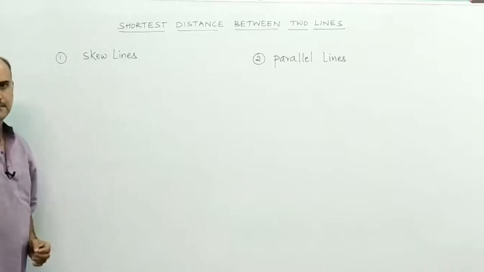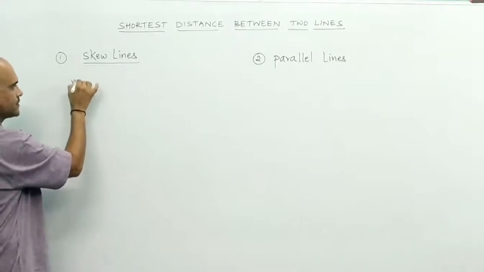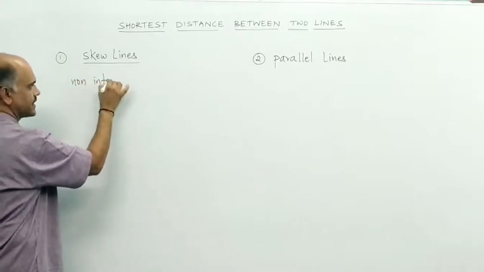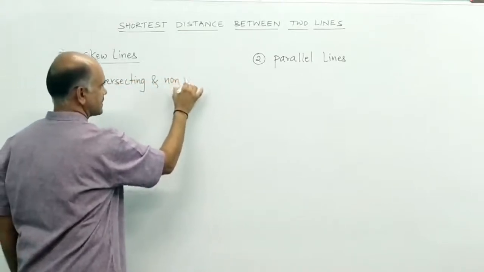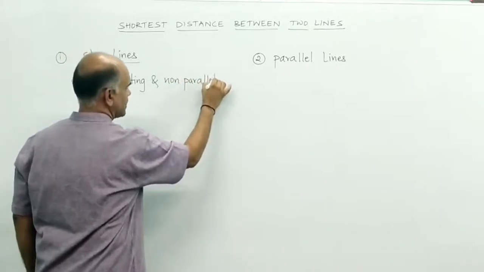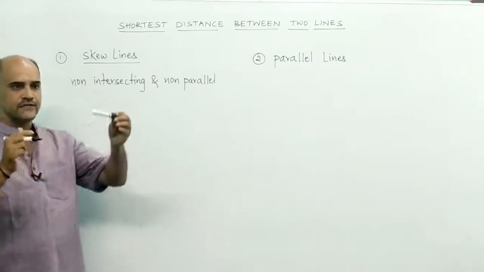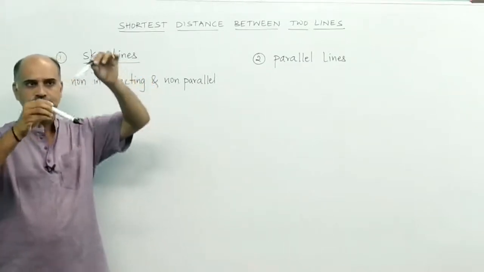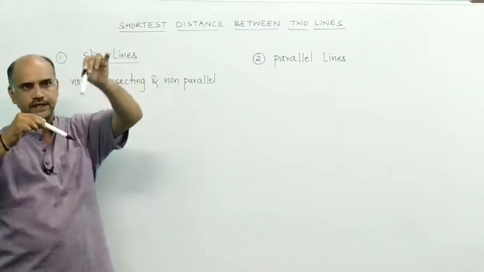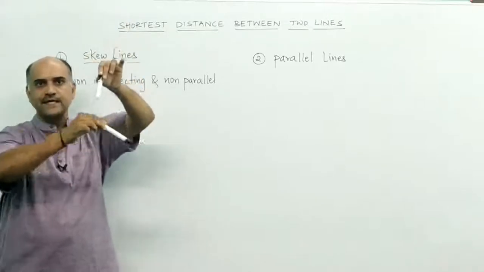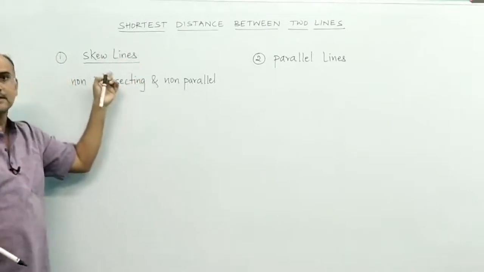So skew lines means non-intersecting, non-parallel lines. Those we call skew lines. For example, suppose these two pens are two lines. One line is going in this way, the second one is going in this way. Those two will never intersect and they are not parallel. So such lines we call skew lines.